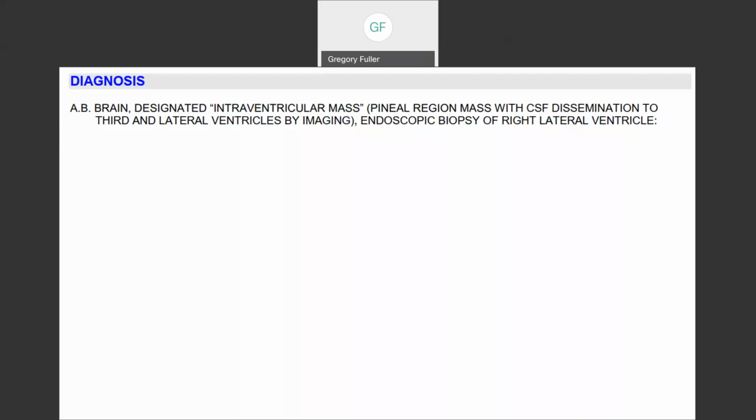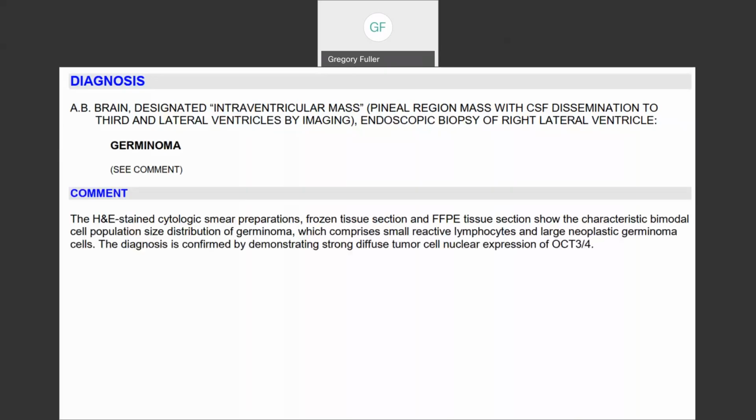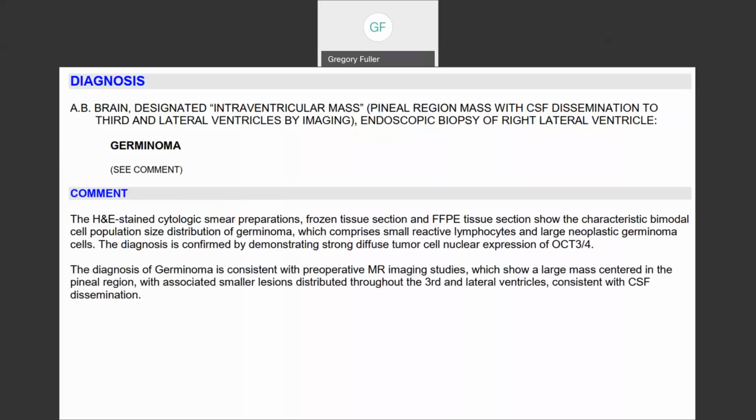Endoscopic biopsy of right lateral ventricle: germinoma. Comment. We'll always start with an H&E paragraph. H&E stain, cytologic smear preparations, frozen section, and formalin fixed paraffin embedded tissue section show characteristic bimodal cell population of germinoma, comprising reactive lymphocytes and large germ cells positive for OCT4. Second paragraph. Germinoma is consistent with pre-op MR imaging studies: large mass, centered in the pineal region, associated with smaller lesions throughout the third and lateral ventricles, consistent with CSF dissemination.